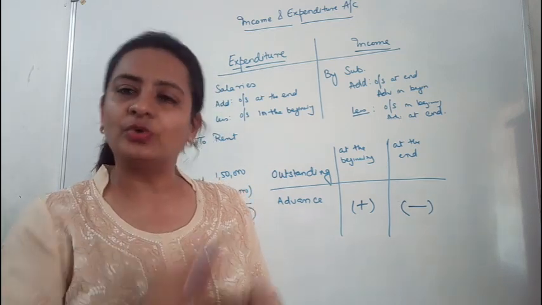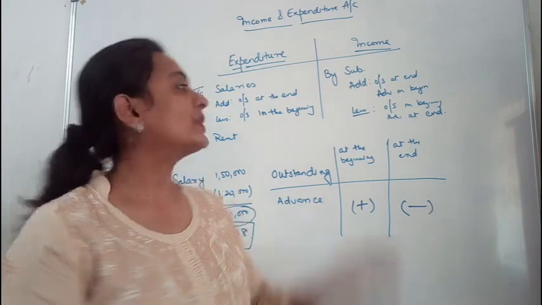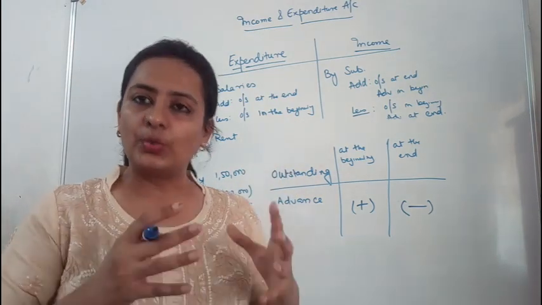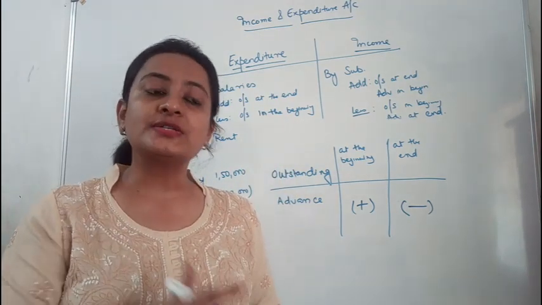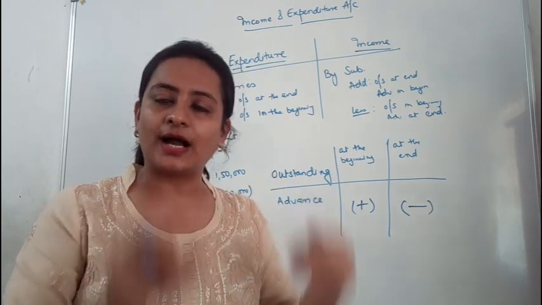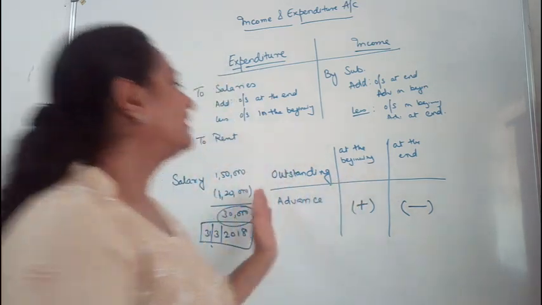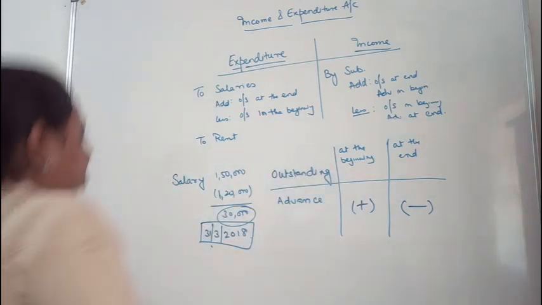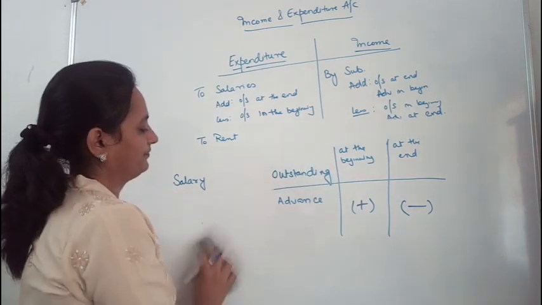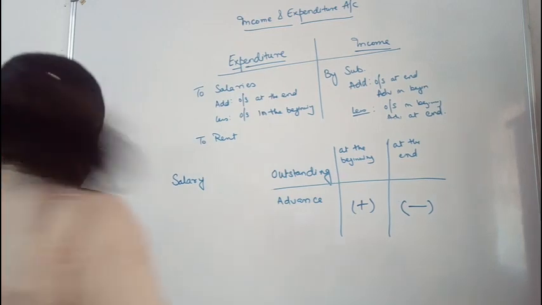So what do you need to do? You need to subtract that amount. Because in income and expenditure account, we are only putting the figures which are concerned with this accounting year. Alright. Now the same thing coming to outstanding. I'll explain to you with the same example.